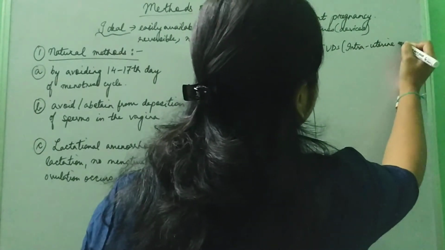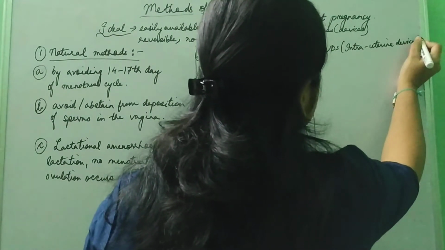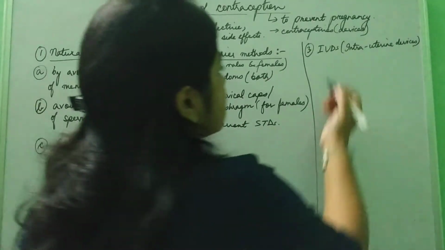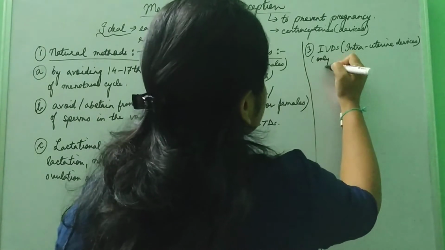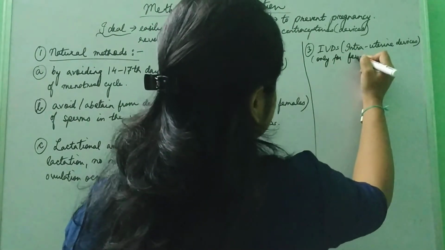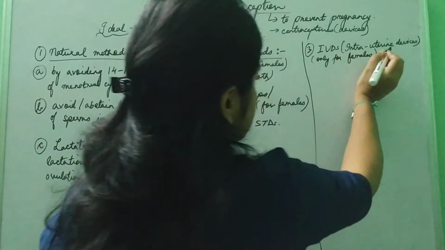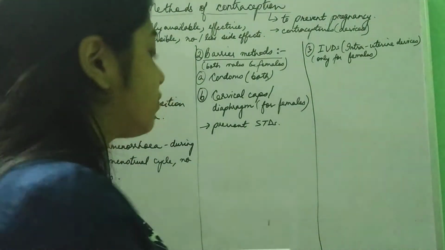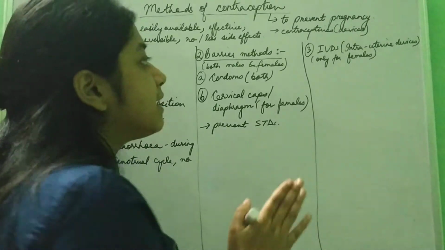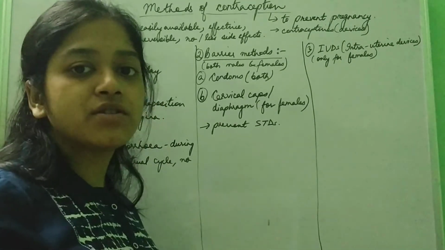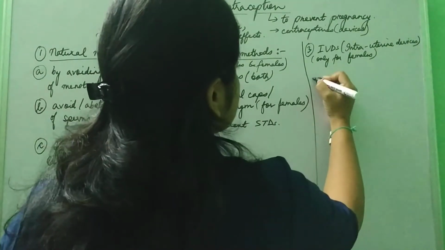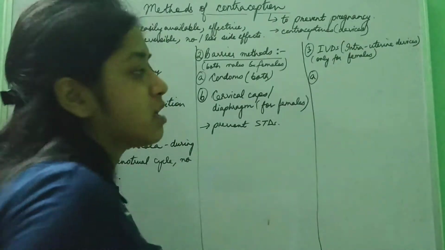Intrauterine devices or IUDs. Again, these are only for females. These are certain devices which are implanted in the uterus. These are done with the help of a physician or a doctor. And these are very common nowadays, IUDs.